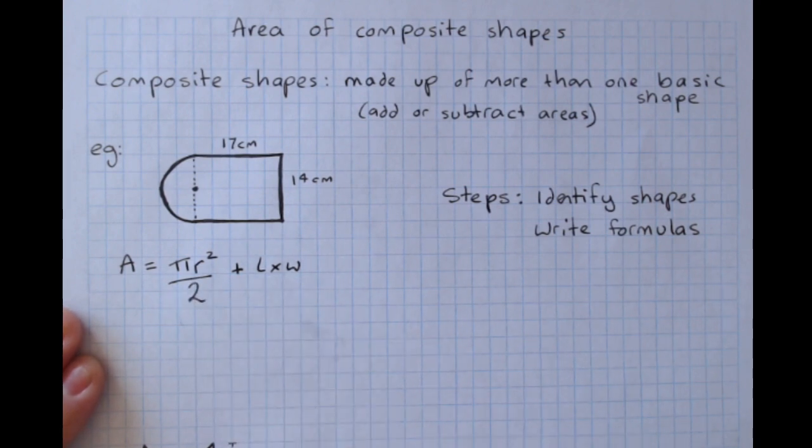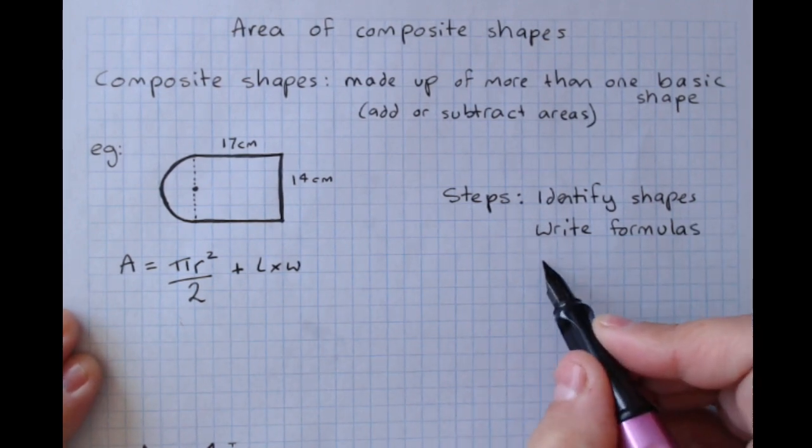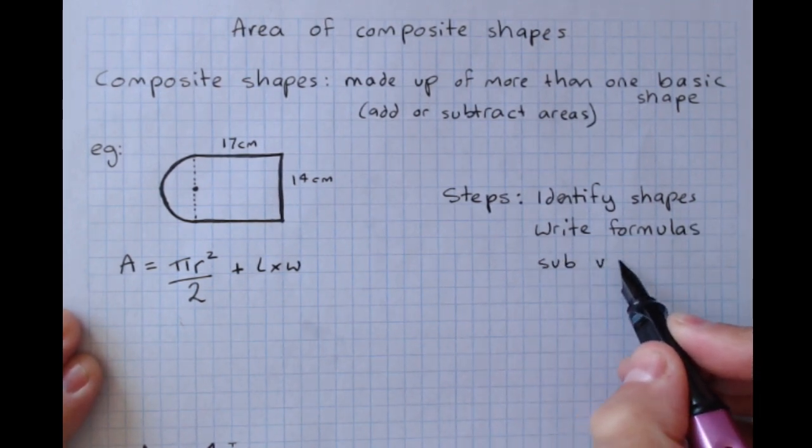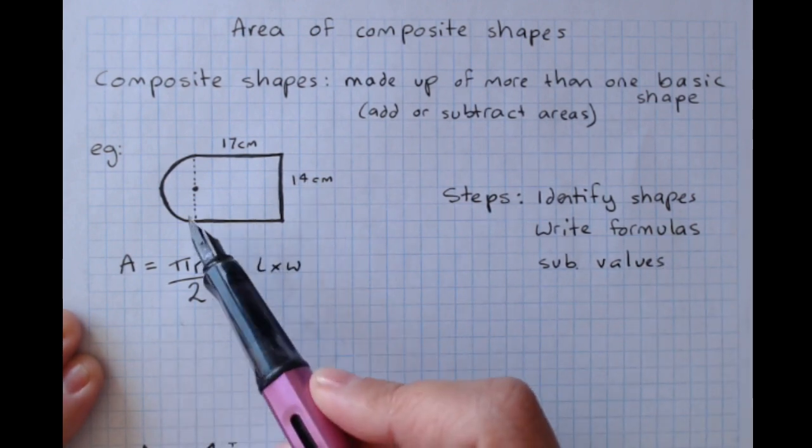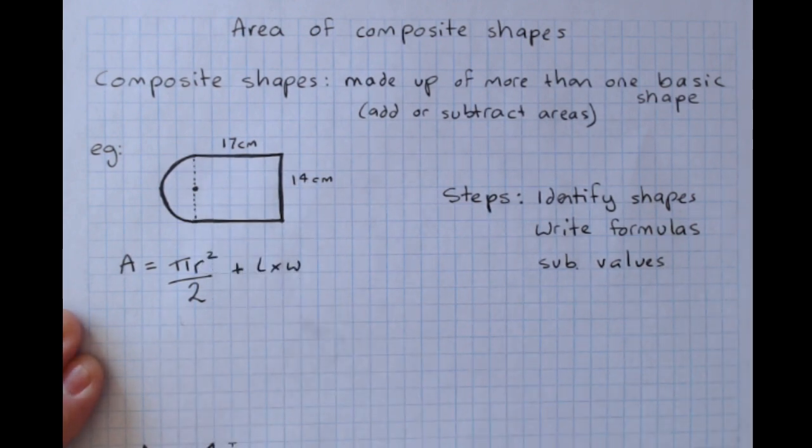You can do that, or you can identify the shapes and find the areas separately and then deal with adding or subtracting. But if you do that, you've got to be really clear about what you're doing and label your working. So once we've written formulas, we substitute in values. And the reason I chose a semicircle is sometimes it's not obvious what the radius of the semicircle is, but the measurement will always be there.